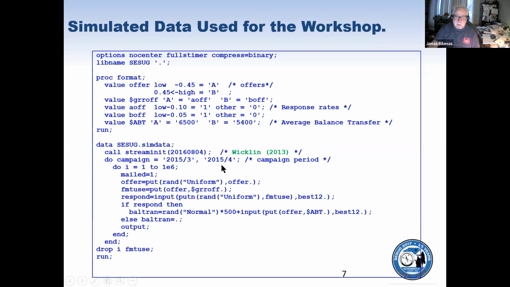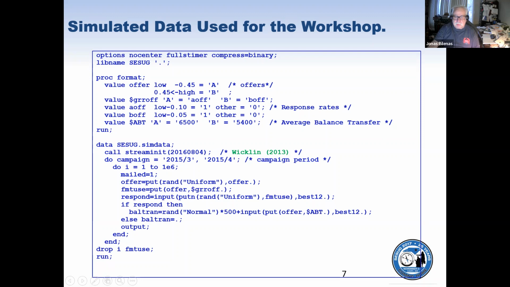And so here I create 2 campaigns, and I represent like 1 million customers for each of the campaigns. So there will be 2 million accounts in this data set. And I do use an interesting PUTN function, where I'm taking a random number here, uniform, and the second argument is not a format, it's a variable.